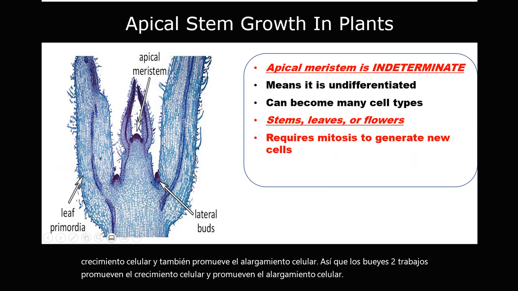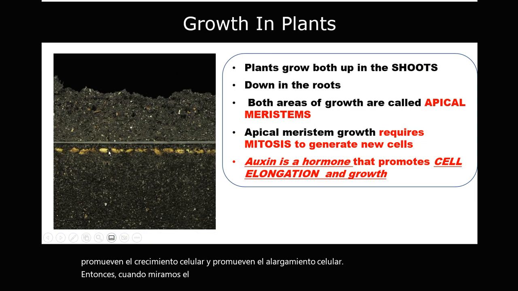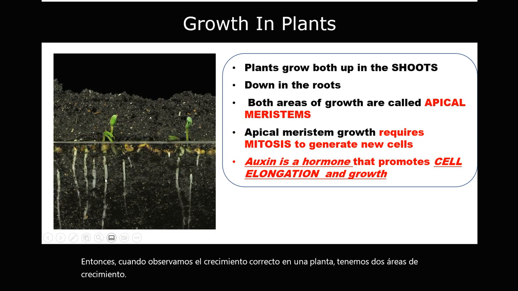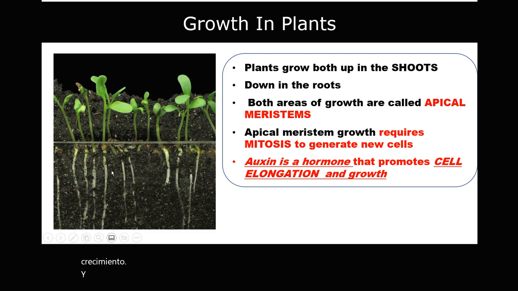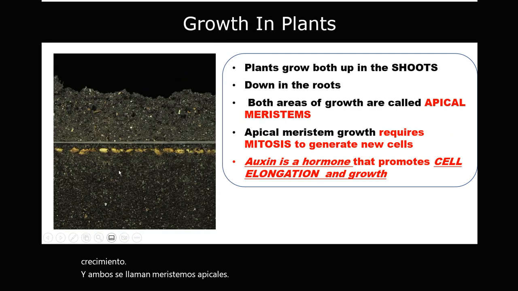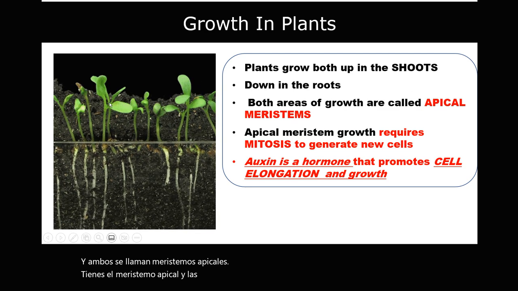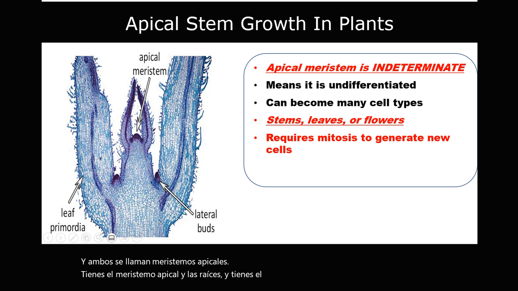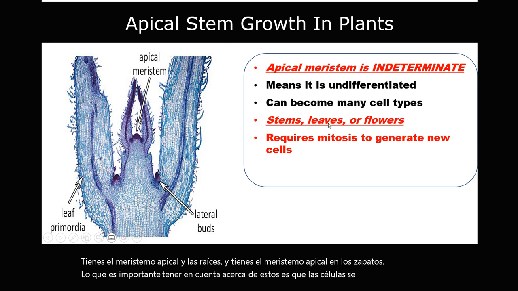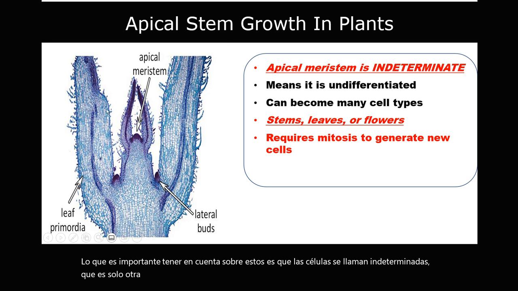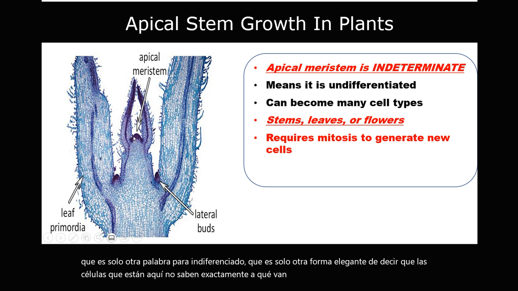So when we look at the growth in a plant, we've got two areas of growth, and they're both called apical meristems. You have the apical meristem in the roots, and you have the apical meristem in the shoots. What is important to note about these is that the cells are called indeterminate, which is just another word for undifferentiated, which is just another fancy way of saying that the cells in here don't exactly know what they're going to be when they grow up. They can still be anything.